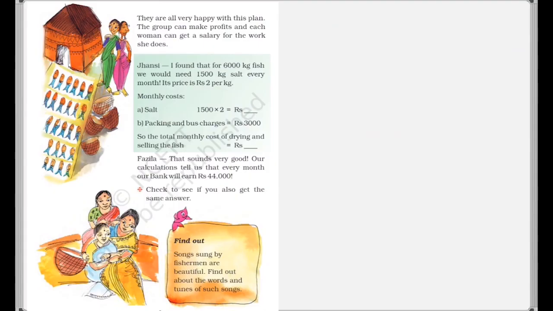Now next, they are all very happy with this plan. The group can make profits and each woman can get a salary for the work she does. So Jhansi found that for 6,000 kg fish we need 1,500 kg of salt every month. Its price is rupees 2 per kg. So salt total that will be required is rupees 3,000. Now packing and bus charges again cost rupees 3,000. So the monthly cost of drying and selling the fish will be 6,000 rupees.